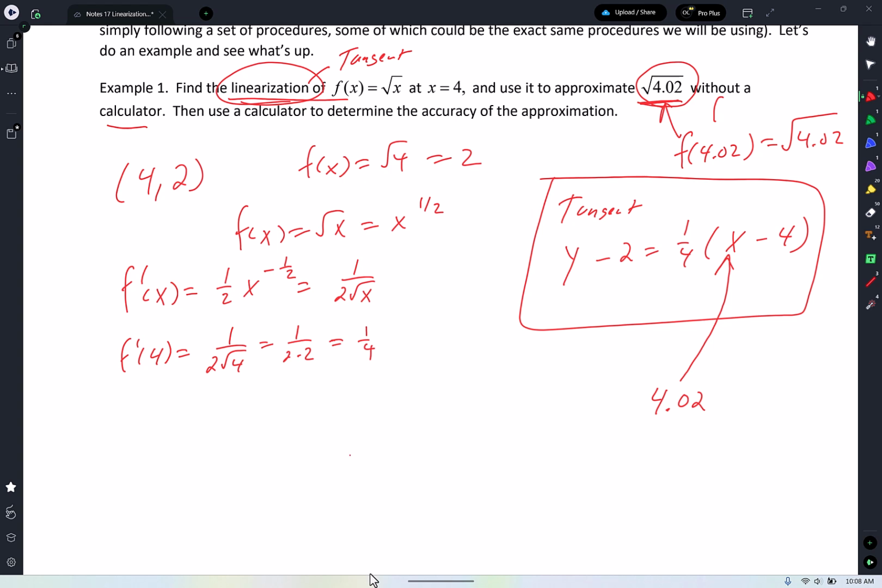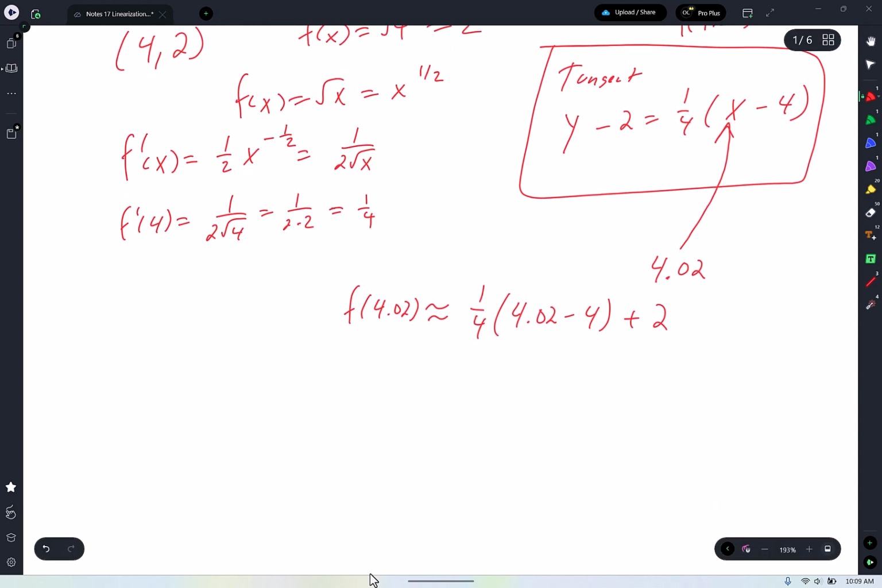So let's see. F of 4.02 is approximately... no, I'm using the tangent line to figure out what the square root of 4.02 is. So I'm using the tangent line to approximate that. 1/4 times (4.02 minus 4) plus 2. Is anyone freaking out? Okay, let's see what this is. This is 1/4 times 0.02 plus 2.